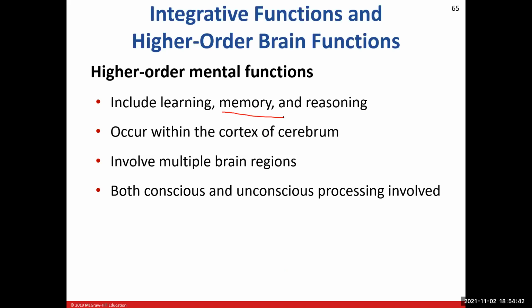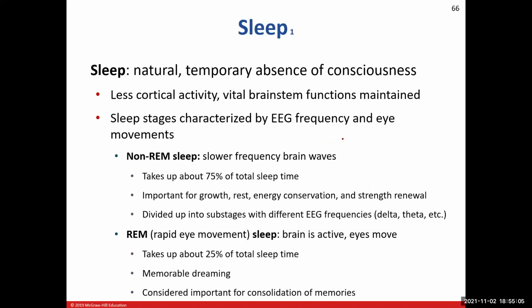When we talk about higher order mental functions, we're discussing learning, part of that is memory, and then reasoning. That's what we're doing all the time. You reason all the time when you don't even think about it. This is going to occur within the cortex of the cerebrum. What's the cortex? That's the gray matter. The gray matter of the cerebrum, that's what we refer to as the cortex. And we're going to talk about all these different areas with both conscious and unconscious.